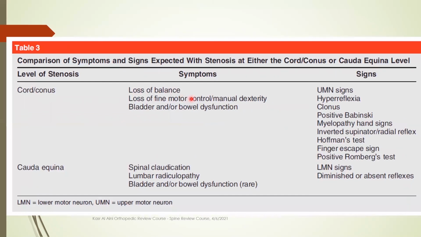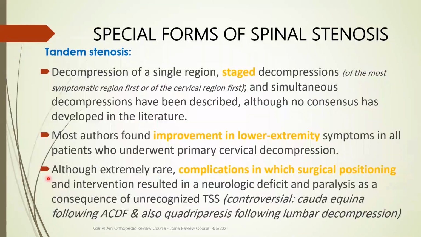If you have loss of balance, loss of fine motor or manual dexterity, bladder and bowel dysfunction with upper motor neuron signs, always suspect affection of the cord and conus. If you have spinal claudication, lumbar radiculopathy, and lower motor neuron signs, this is suggestive of cauda equina affection.